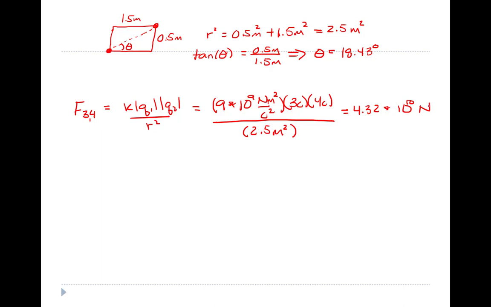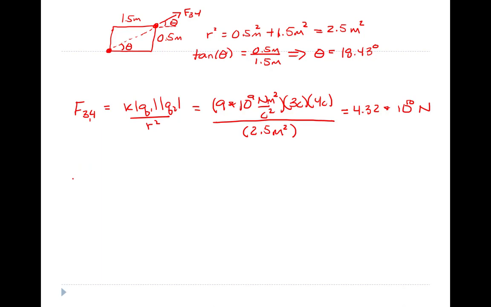But here's the problem. That's not along the x-axis, and it's not along the y-axis. Remember, this one goes up like this. I'm going to get rid of that little hiccup there with the writing. And this angle here is going to be that 18.43 degrees, I'm just going to call it theta again. Which means I can now use trig to separate it into its components.